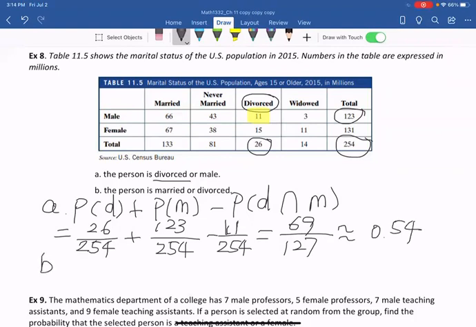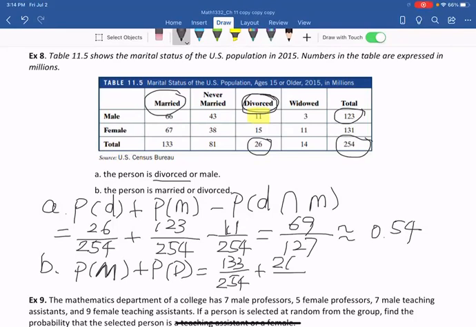Okay, number B. The person is married or divorced. So married, we find it here, or divorced. So do they have overlap? Can a person be married and divorced? No. So these two events are mutually exclusive. So we just have P, married, we use capitalized M, plus P, divorced, equals 133 over 254 plus 26 over 254 equals 159 over 254. It's about 0.63. Okay, let's move on.